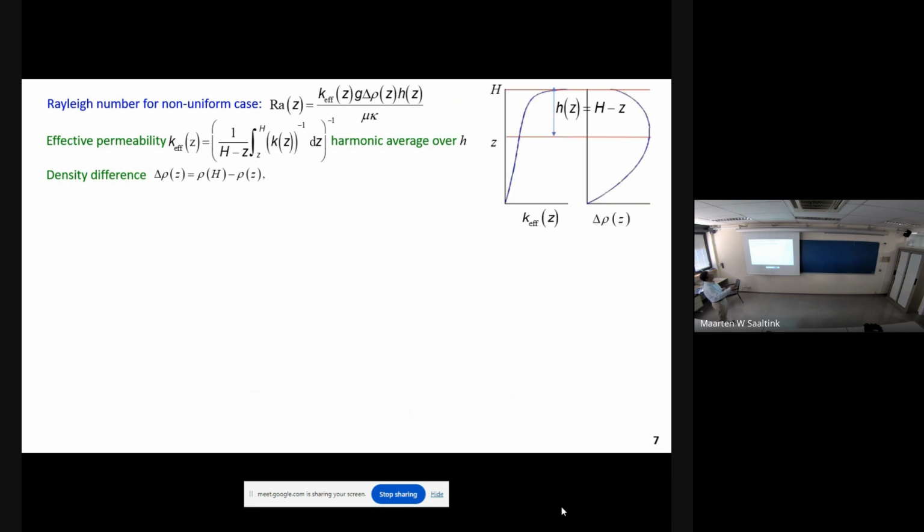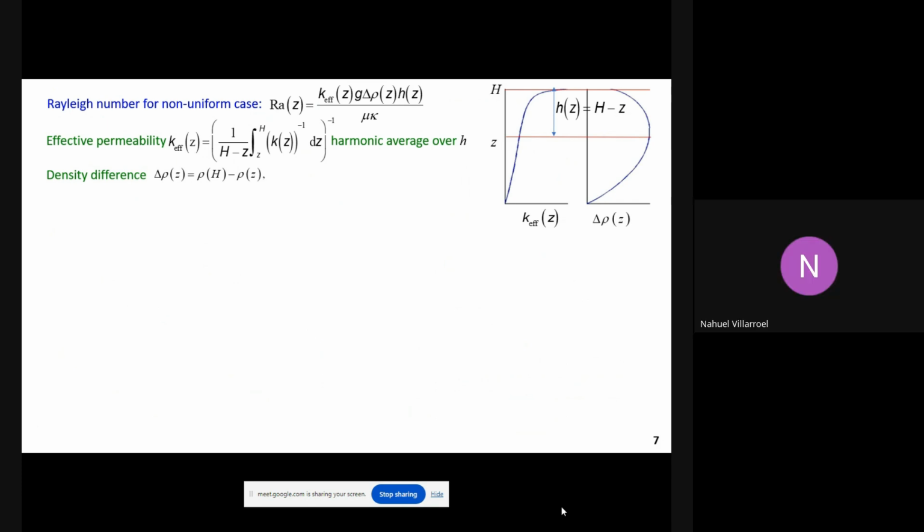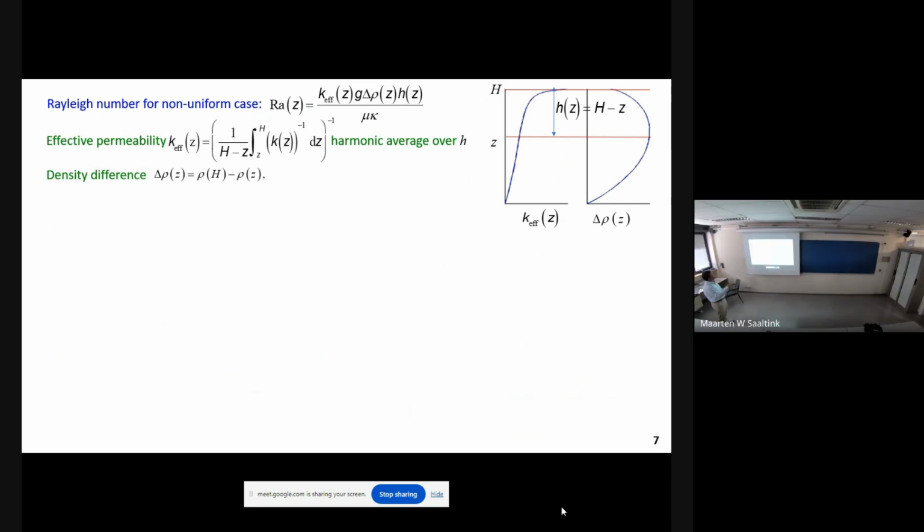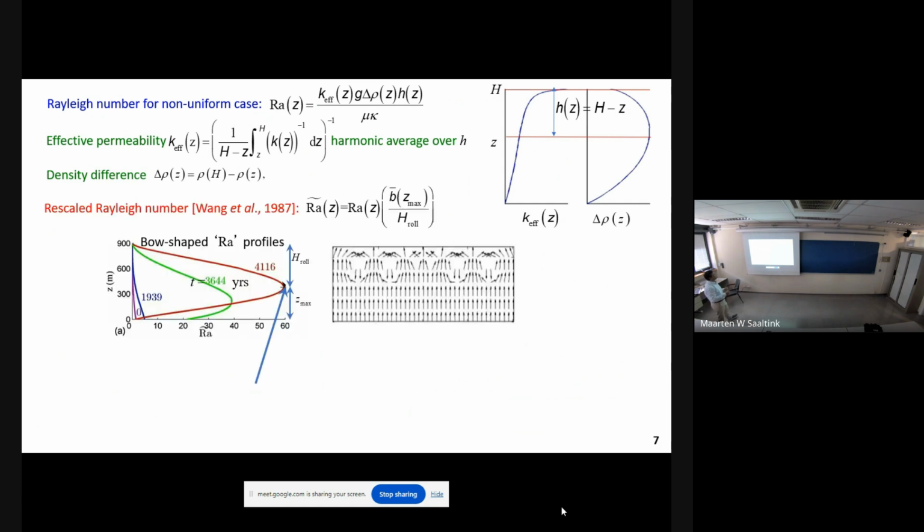So the effective Rayleigh number is calculated. Let's say this part has the higher permeability, so the thermal convection can happen here. Flow instability can happen on the upper part. So what is the average or effective permeability in this zone? We calculate based on this formula, and then we put them into this ratio. And finally, if we plot the Rayleigh number calculated based on this formula as a function of Z, we found it is a bow shape, it has a peak here.